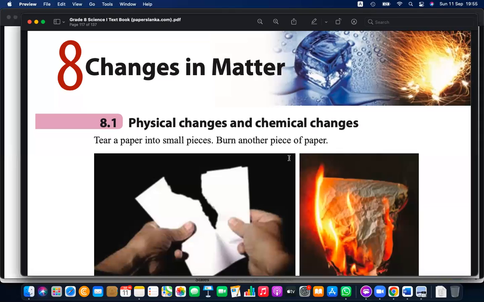Sir, printer එකේ chemical. Screen එක physical. Yes, sir. Okay. In printer, chemical, in screen. Okay. Kind of. Yes. Why?